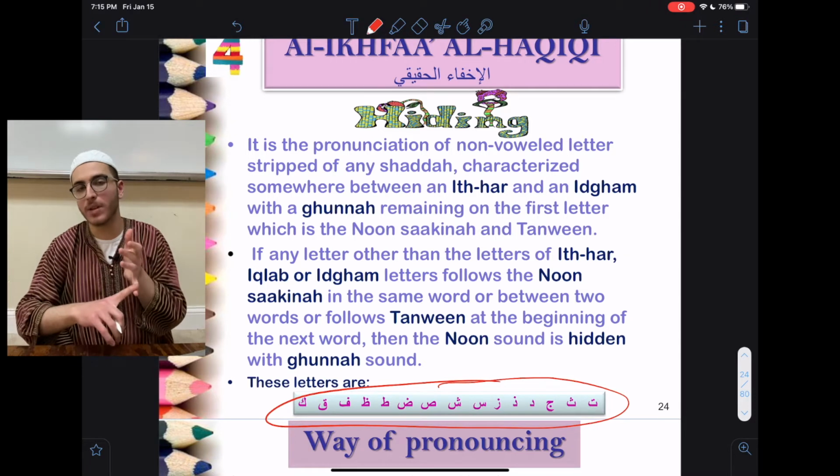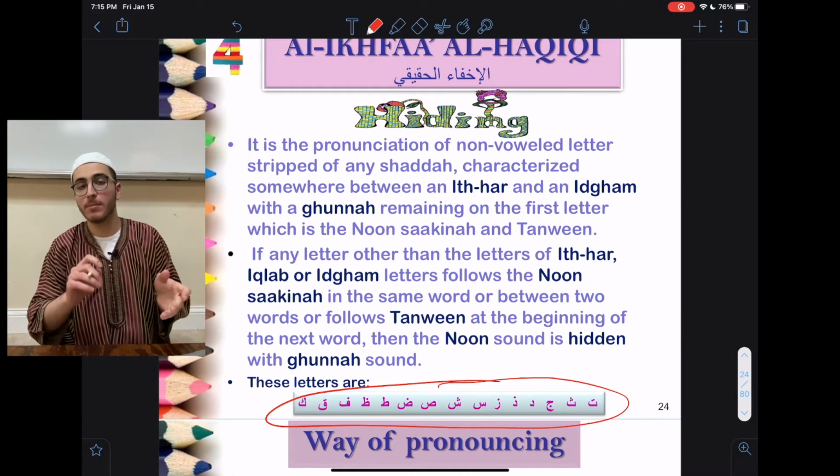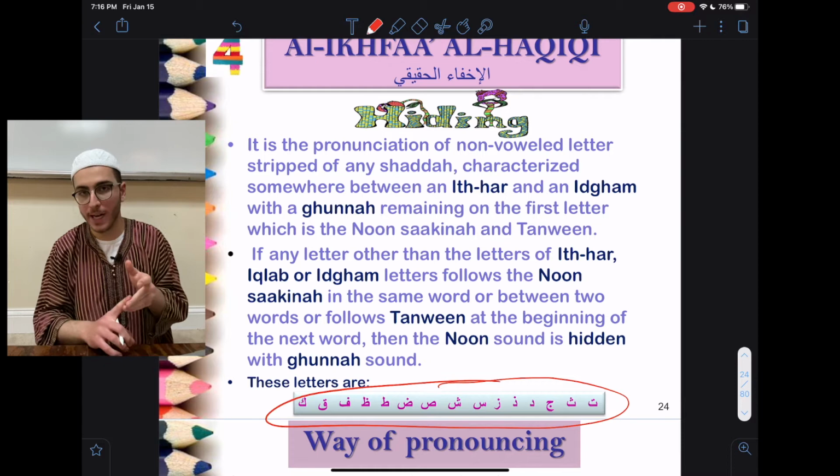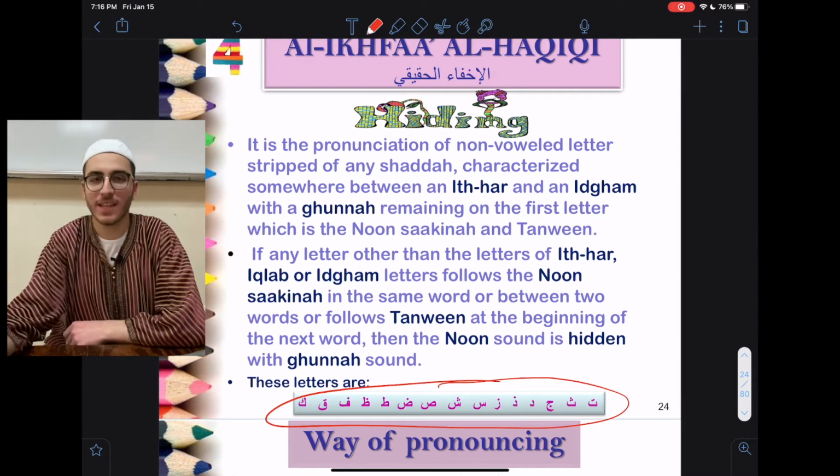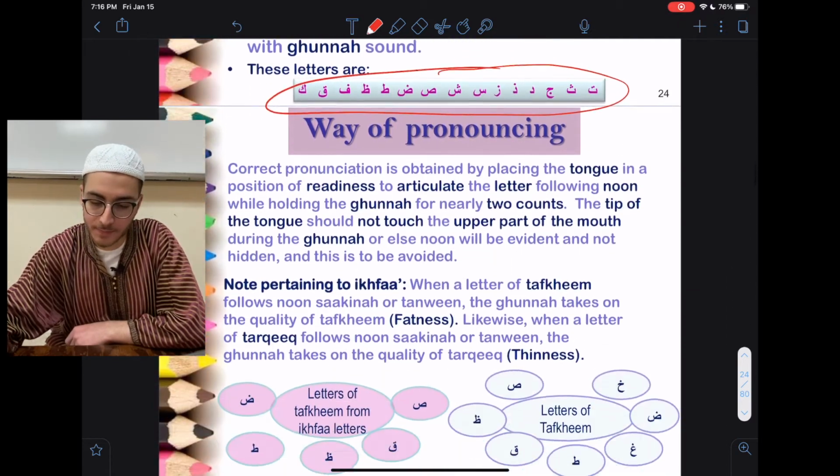Al-idhar, the throat letters: hamza, ha, ayn, ha, ghayn, kha. Idgham, yarmalun. Iqlab, ba. And then ikhfa, we say baqi al-huruf, the rest of the letters. Okay, so that's the easiest way to memorize it.